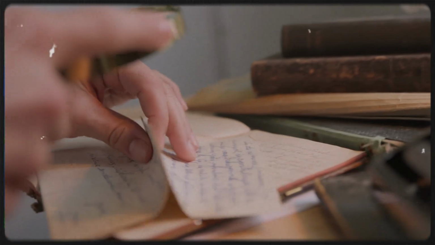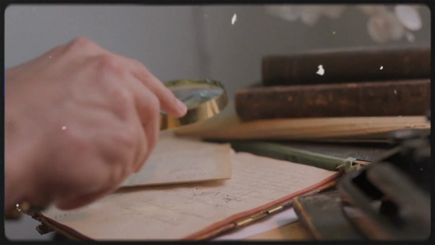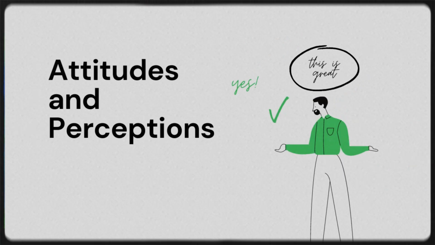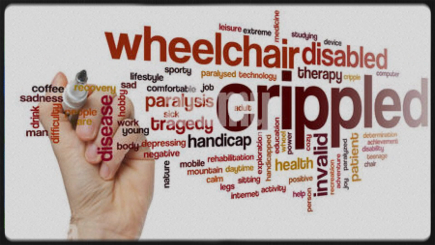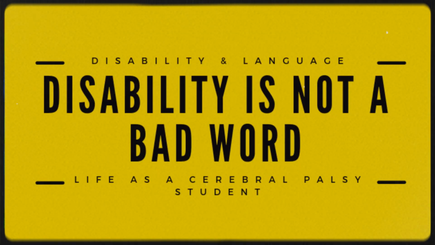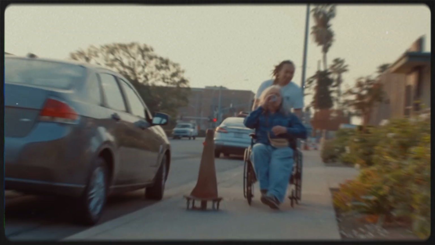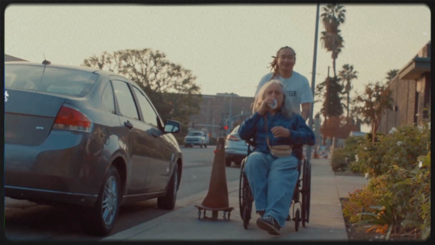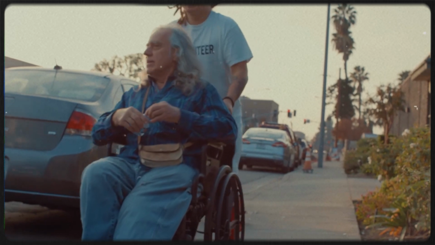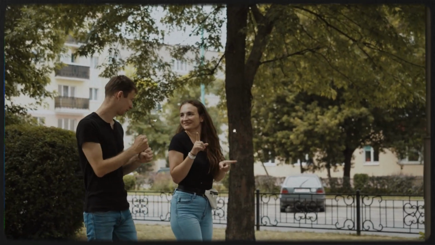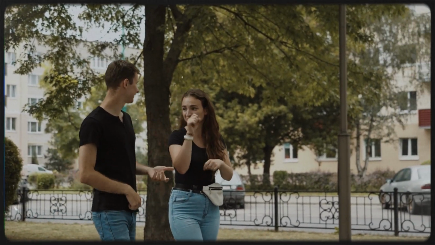Disability representation in literature also prompts us to reflect on language itself. The words we use to describe disability can carry significant weight, shaping our perceptions and attitudes. For instance, terms like handicapped or crippled are increasingly seen as outdated and derogatory. In contrast, the use of disabled or differently abled can promote a more respectful and accurate understanding. Disability studies encourages us to be mindful of language as it has the power to either reinforce stereotypes or foster inclusion.